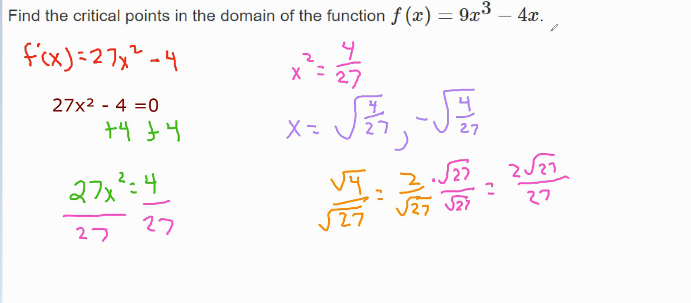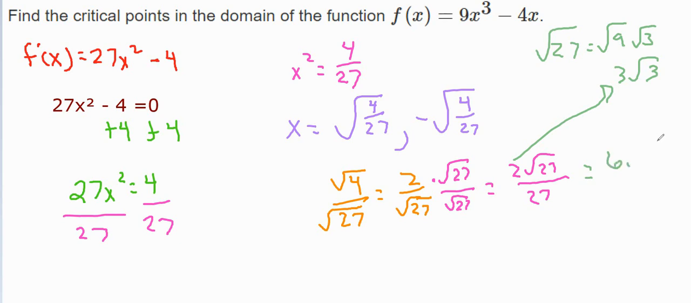And if we want to break this down even further, square root of 27 is the same thing as the square root of 9 times the square root of 3. We can take the square root of 9, which is a normal 3, so we're going to have 3 square root of 3. And then 2 times this 3 here will give us 6. So we're going to have 6 square root of 3 over 27 as our answer. Make sure you also, if you write it like this, make the other one a negative of 6 square root of 3 over 27 as your other answer.